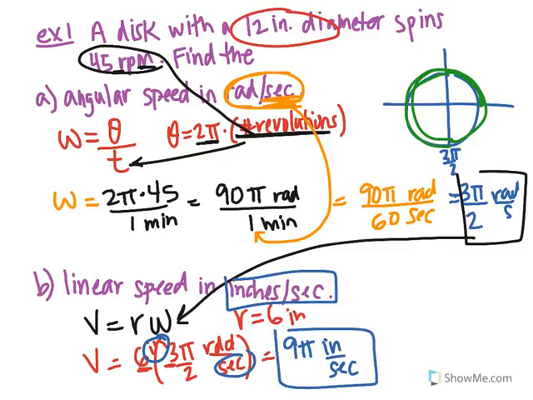So if you want to quantify this a little bit more, 9 times pi is like 28.3-ish inches per second. So if you think of how much 28.3 inches per second is, this thing is going about 28 inches every second.